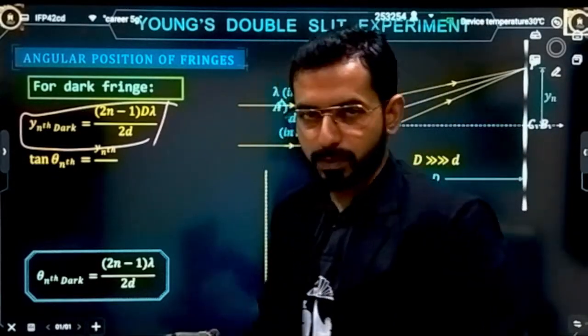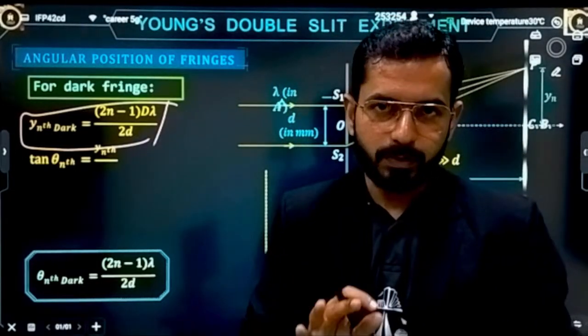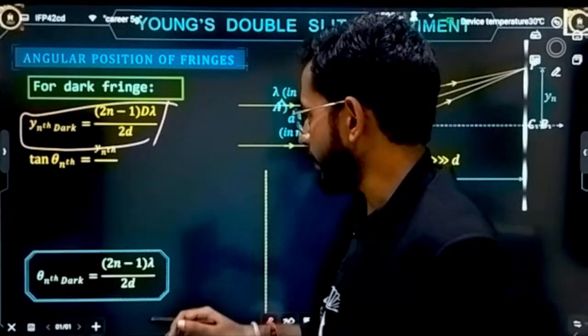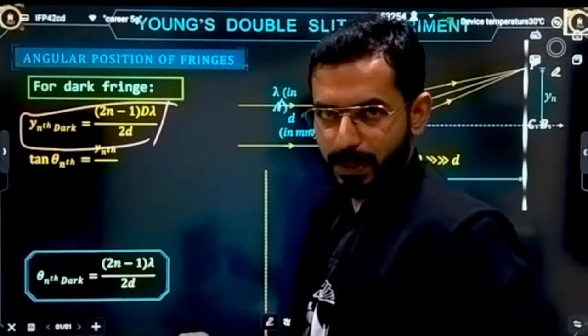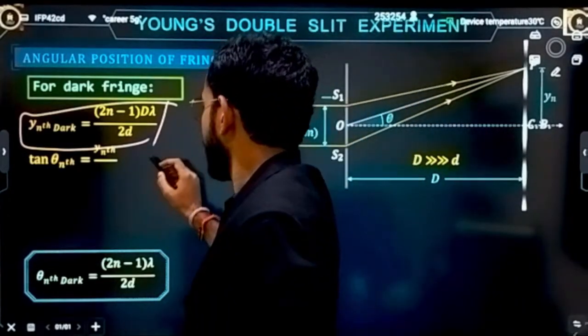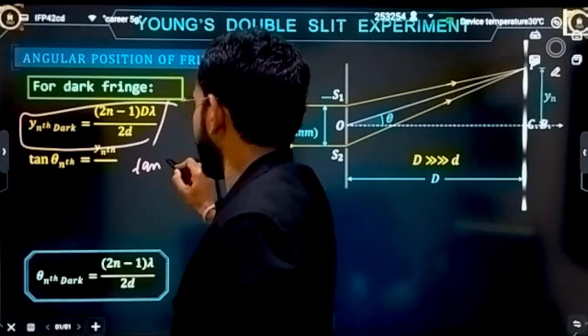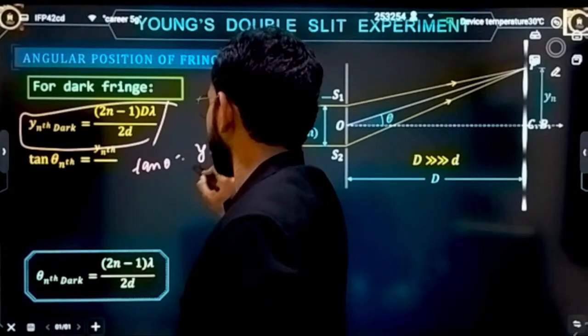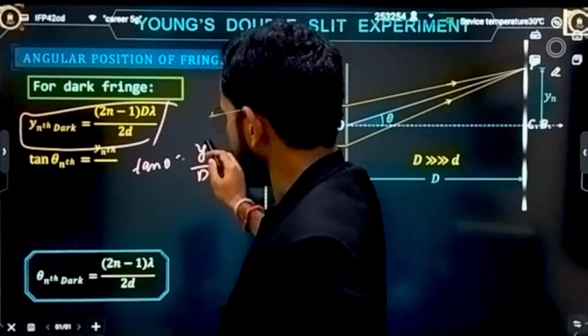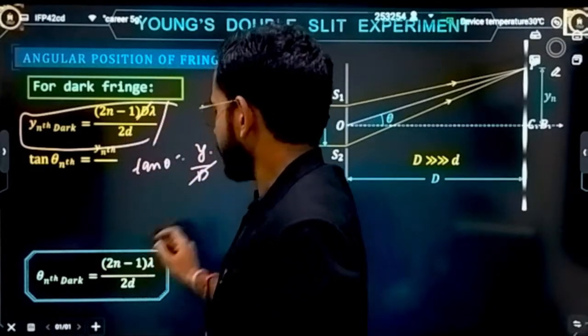But you just have to consider which one gives you the position of the correct first minima and second minima. For example, in general position, let's suppose it is given like this. There is no problem in that also. How will you write it? What is tan of theta? It is the same, that is y divided by D. So again it will get cancelled.